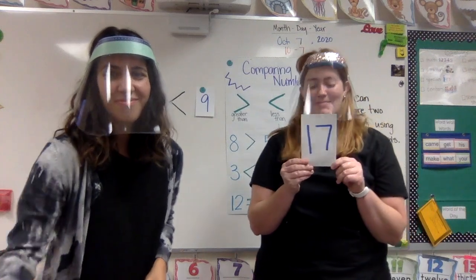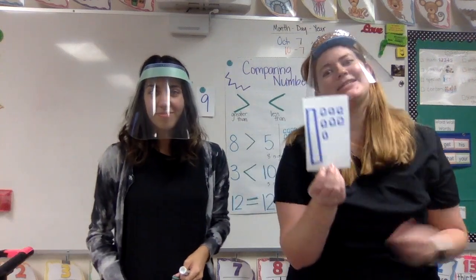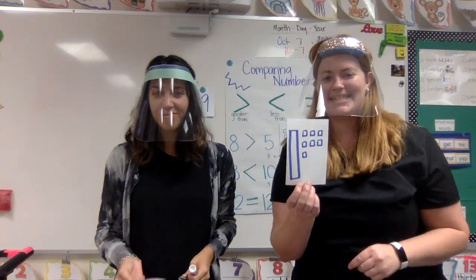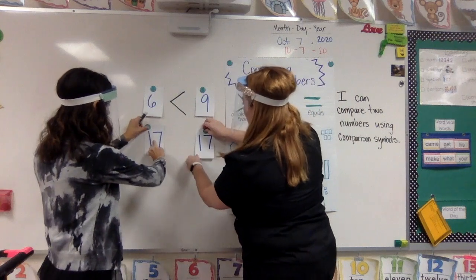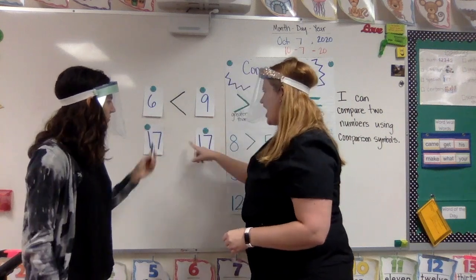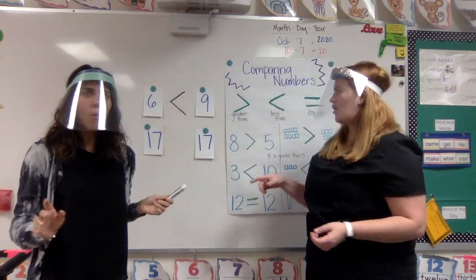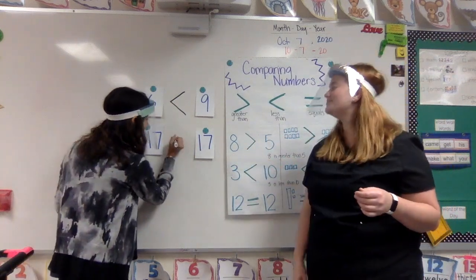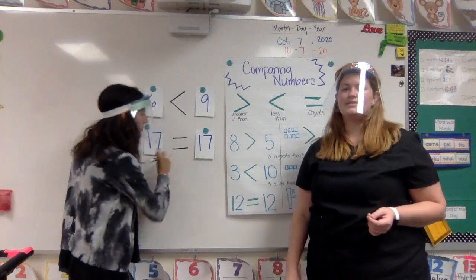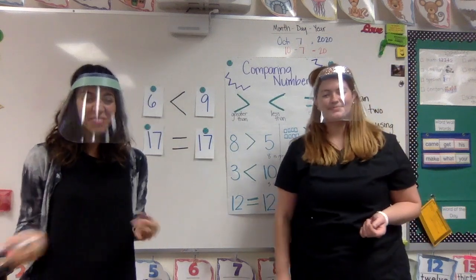Oh, I got number 17. And here are my base 10 blocks, just in case I needed to see them. Miss Lime, I have 17 too. Oh my goodness. Well, let's put these on the board so we can compare. 17 and 17. I know that there's a symbol that we use when the numbers are the same. It means that they equal each other. So it's the same number.